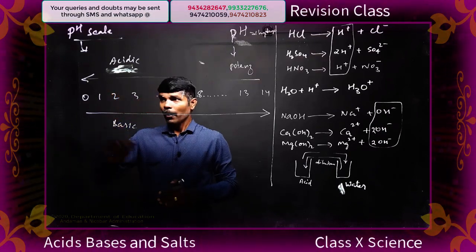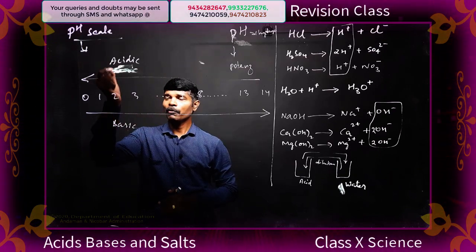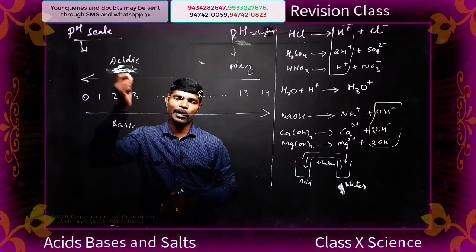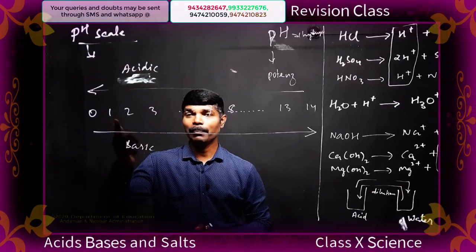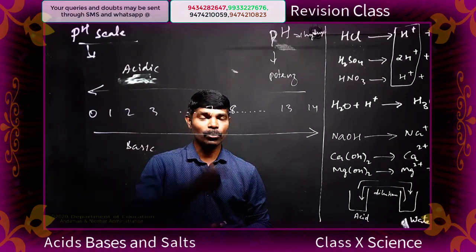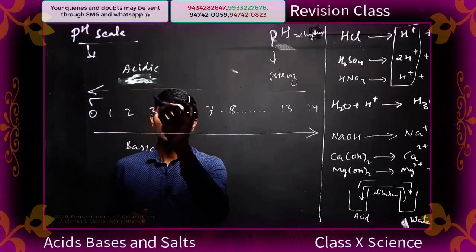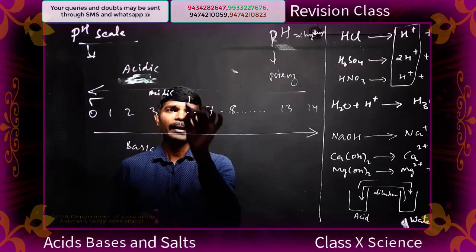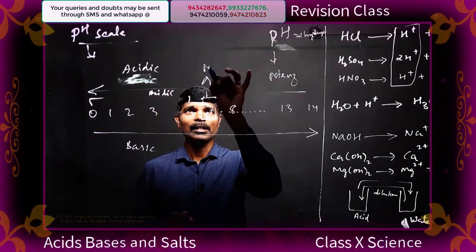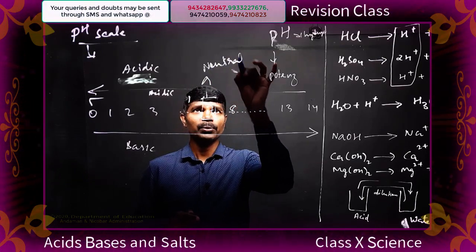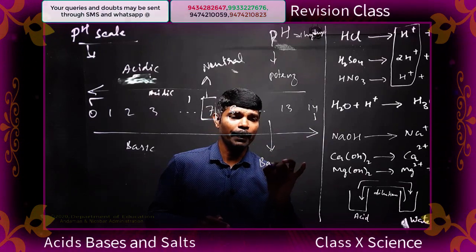Now you see here, the substance which has a value of zero on the pH scale will be highly acidic compared to the one which has pH value 1, 2, 3 and so on. Dear students, the values from 0 to 6 are acidic, and if the substance has the value 7, it is called neutral. So this thing you should know. And from 8 to 14, it will be bases.